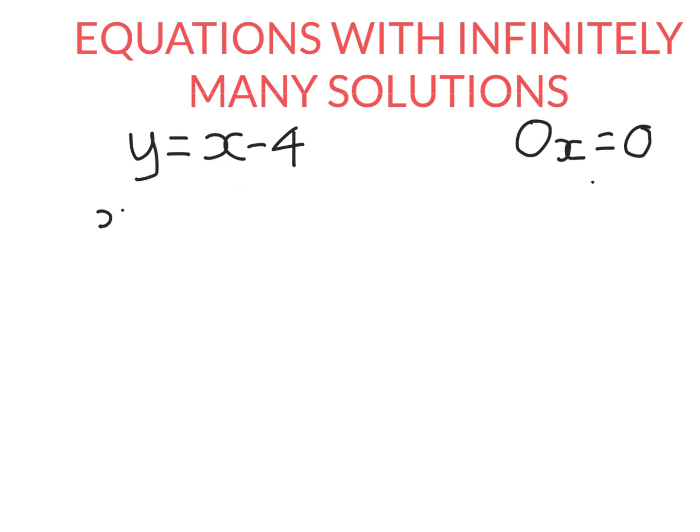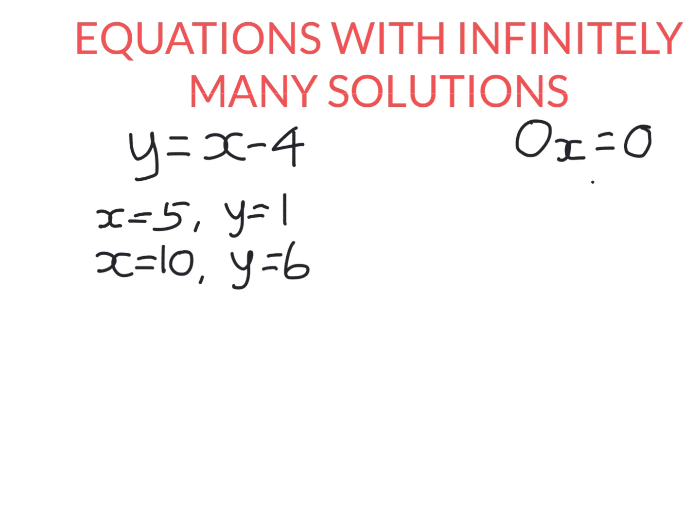So for example, x equals 5, y equals 1 is a solution because if I substitute x for 5 and y for 1, that makes a true statement. 1 does equal 5 minus 4. That's true. You can pick heaps of other ones. You can pick x is 10, y is 6. That is another solution. 6 equals 10 minus 4 is a true statement.